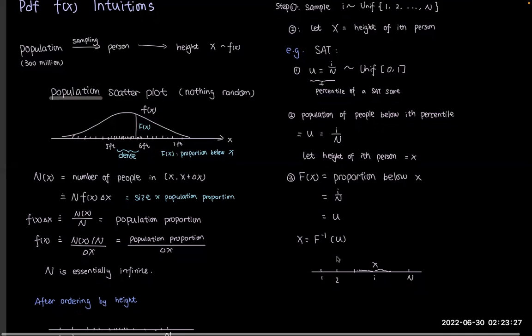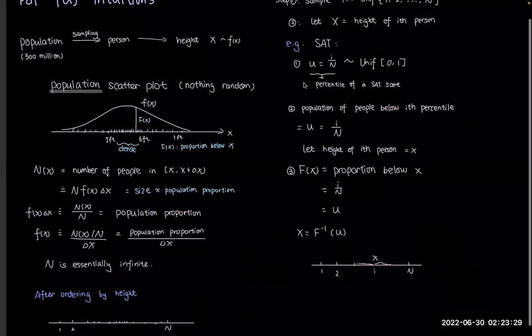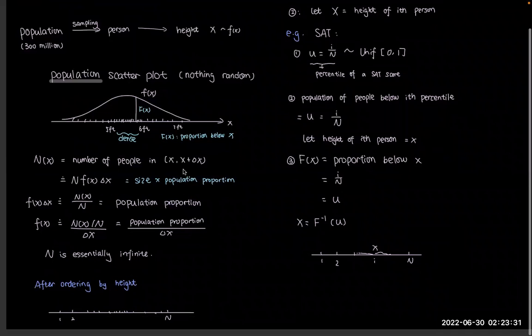So therefore, if you look at this whole step, you first order all these 300 million points, and then you randomly sample an i from 1 to n. So that means you randomly sample a point, and then you retrieve the corresponding x. So this is our understanding.